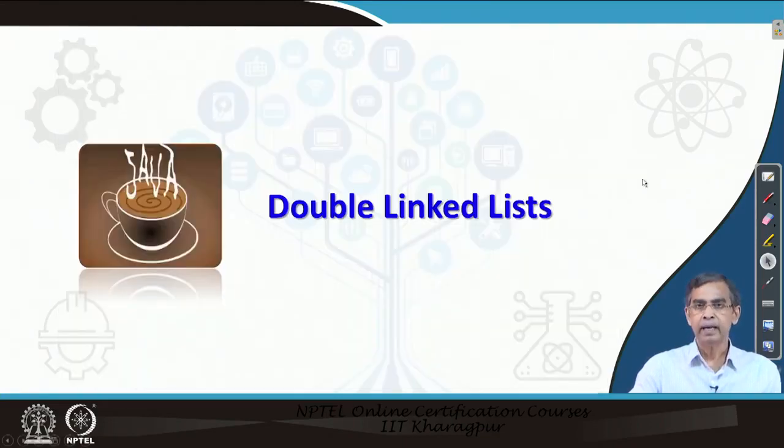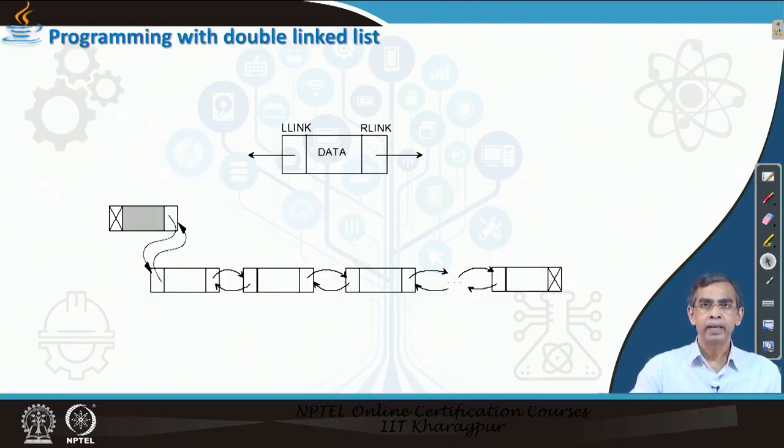Now, let us come to the double linked list. Double linked list programming is the same as single linked list. We have to first define a structure. In case of single linked list, we have defined a structure with only one link, but in case of double linked list, we have to define two links in addition to the data. So, just one more link. So, you can replicate the program by modifying what is required for the double linked list.